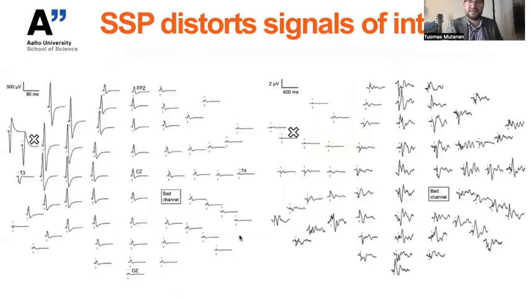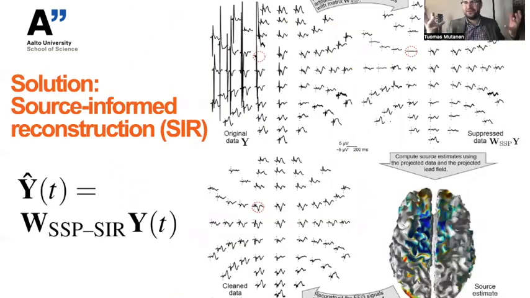This was already tested by Mäki and Ilmoniemi in 2011. But the problem is that although it is removing the muscle artifact, it is also clearly attenuating the signals of interest. And we decided to test an approach which we call the source-informed reconstruction, where we actually use our forward model of the head to reconstruct these clean signals in the original signal space, so that we could at least minimize the unnecessary attenuation in the signals of interest.